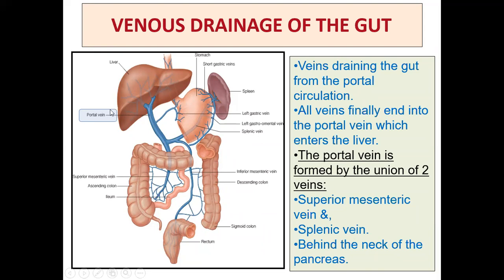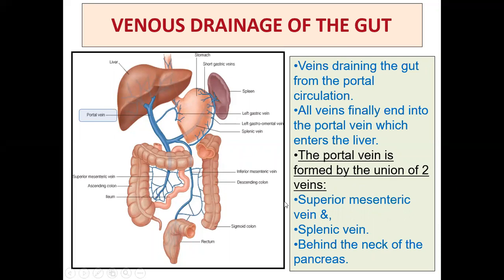Here is the portal vein. This is the portal vein. So this is the splenic vein. This is the superior mesenteric vein, and this is the inferior mesenteric vein. And the splenic vein all drain into the portal vein. So they will drain finally into the liver. All veins finally end into the portal vein, which enters the liver, and all the nutrients which are collected from the different parts of the intestine will all flow into the liver for metabolism.